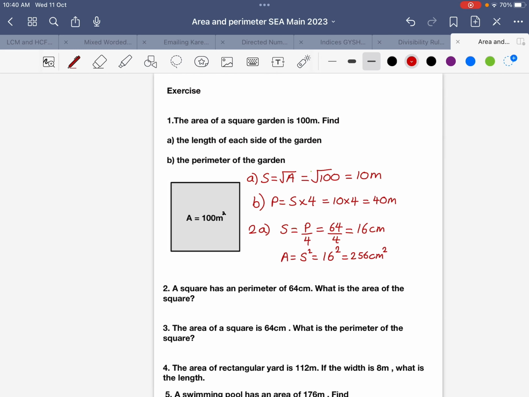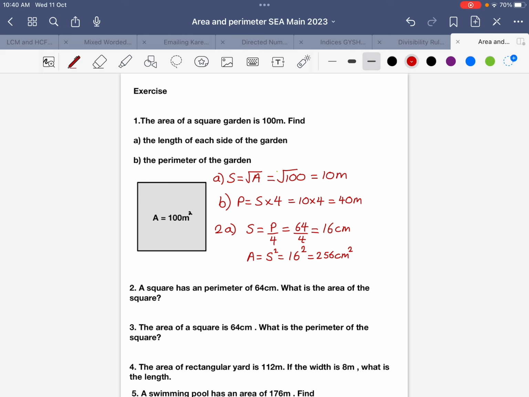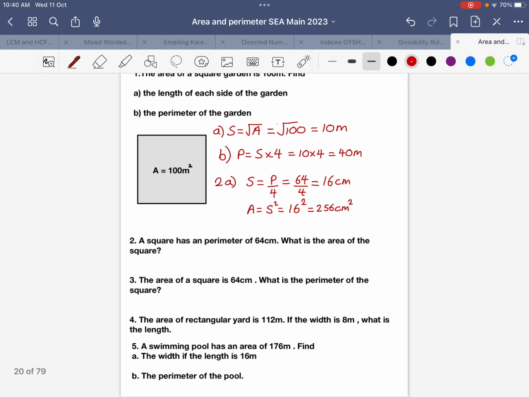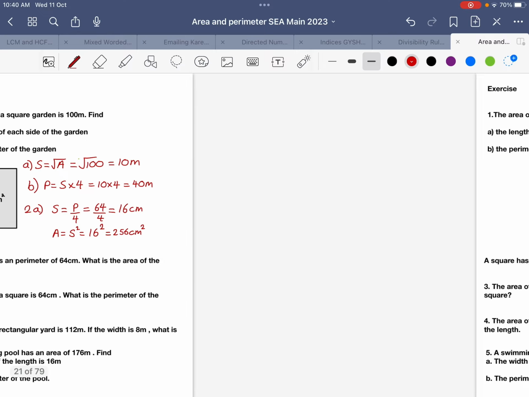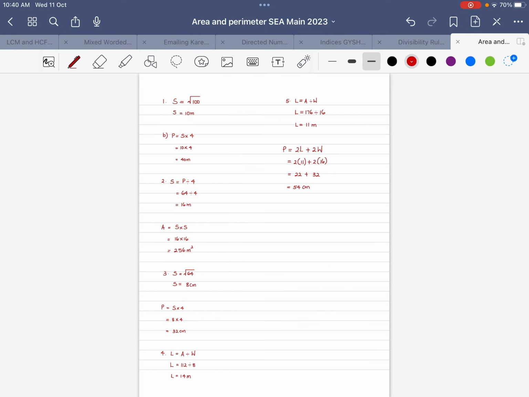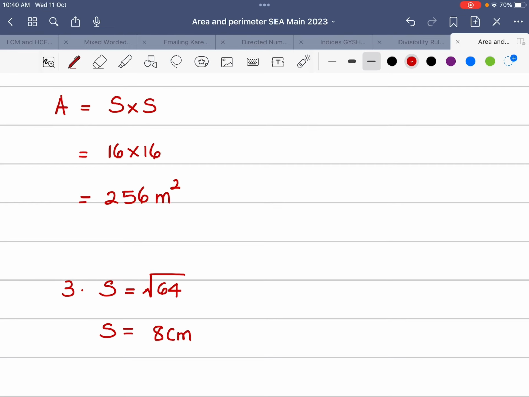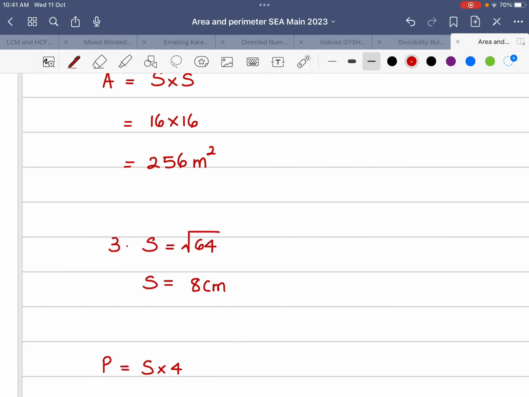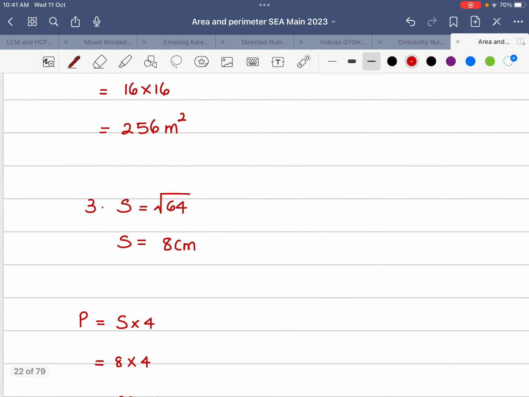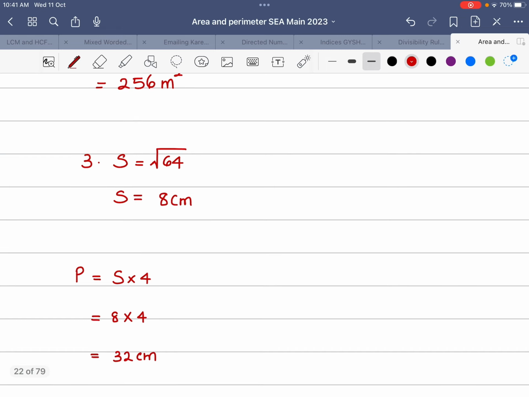Right, so now that we have number 1 and number 2, you are definitely equipped to do number 3. Even number 4. So let's take a look at number 3. So the side is the square root of the area, which is 8 centimeters. And then the perimeter will be side times 4, which is 8 times 4 is 32 centimeters.